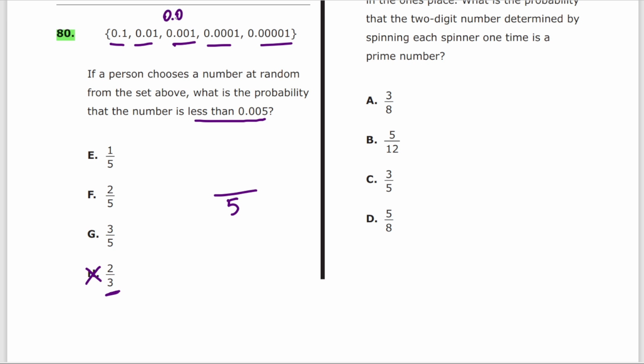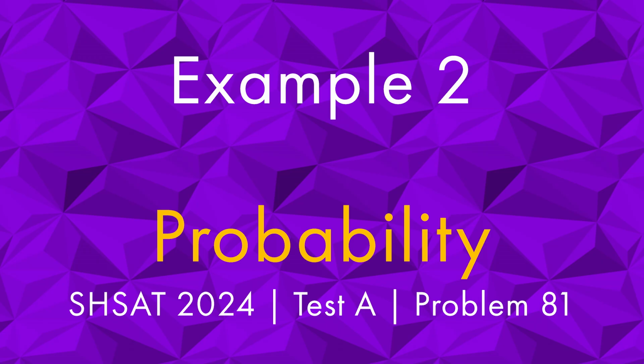So 0.005. So it's this number, that number, and this number, which is 3. 0.1 and 0.01 are larger than 0.005. So therefore, it's just 3/5. The answer is G. Next problem is problem 81 from test A of SHSAT 2024.